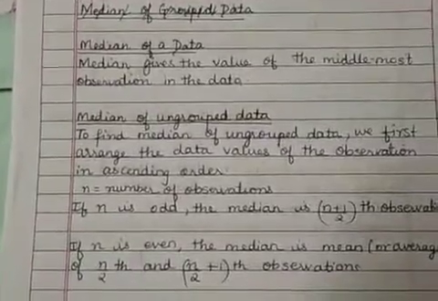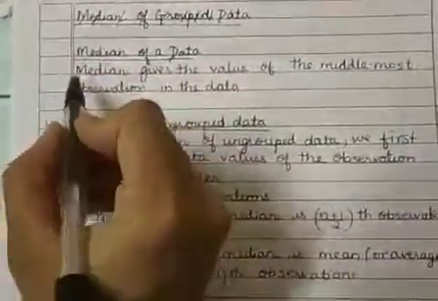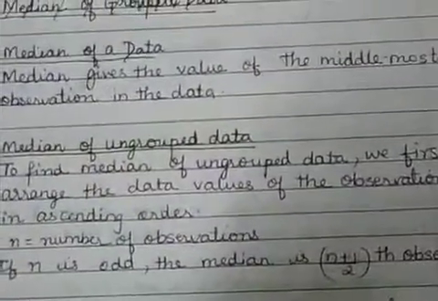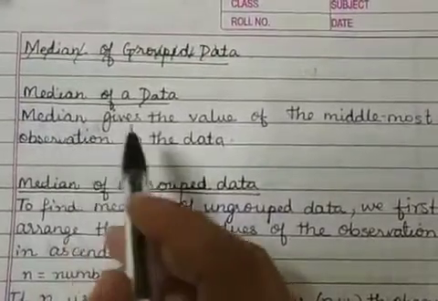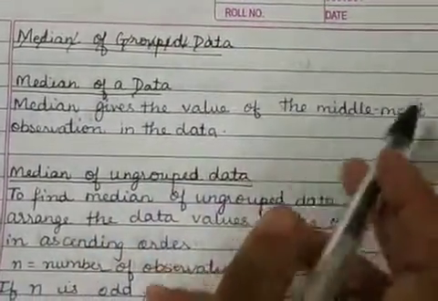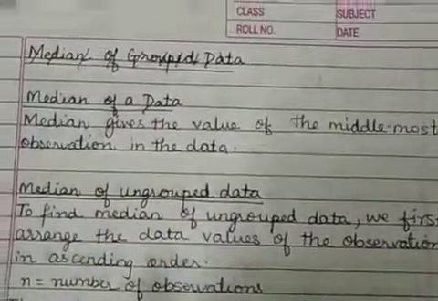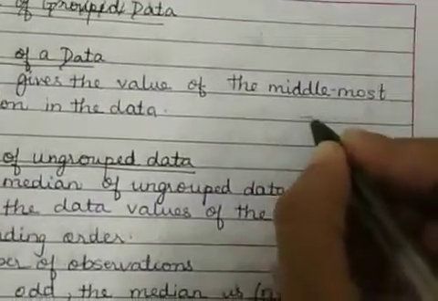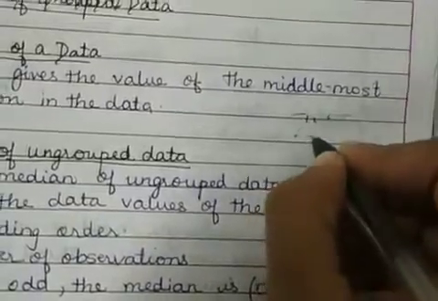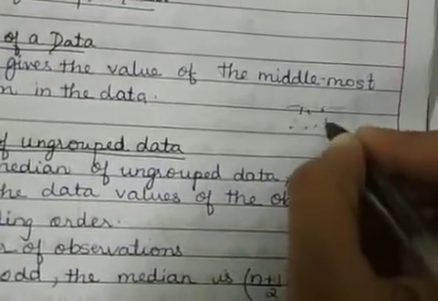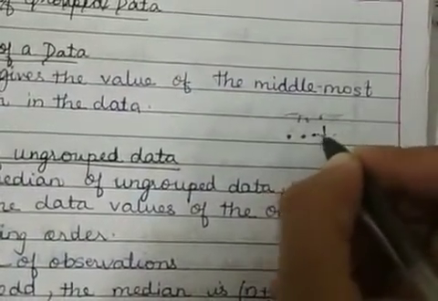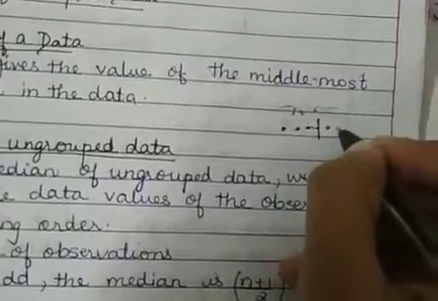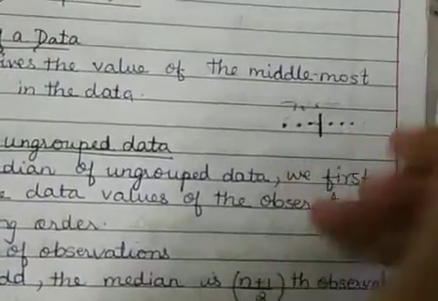Hello students, in this video let us see how to find the median of a given data. You have already come across median in your lower classes, and median is nothing but the middlemost value of the observations. So if you have some number of observations, it will give you the middle value. Means there will be an equal number of observations before this and after this middle value. So that is the meaning of median.